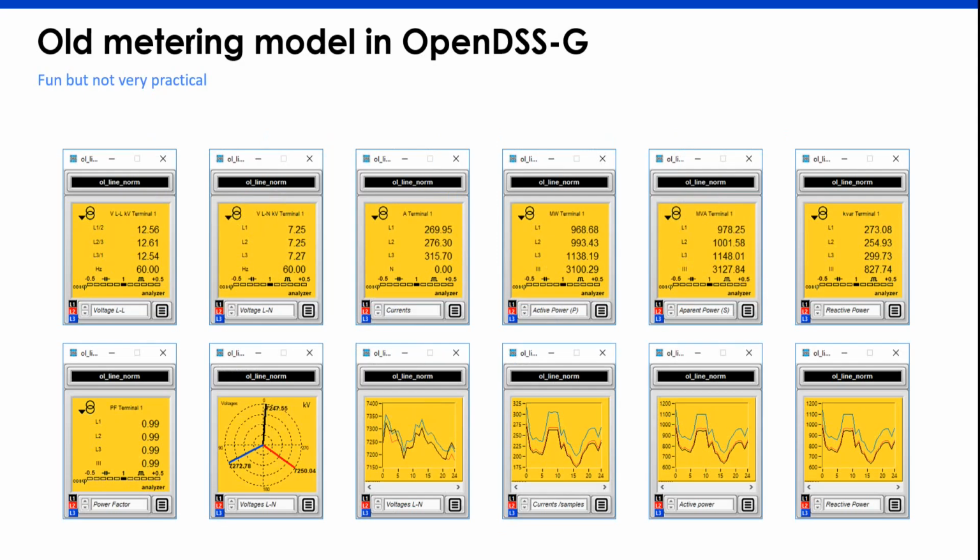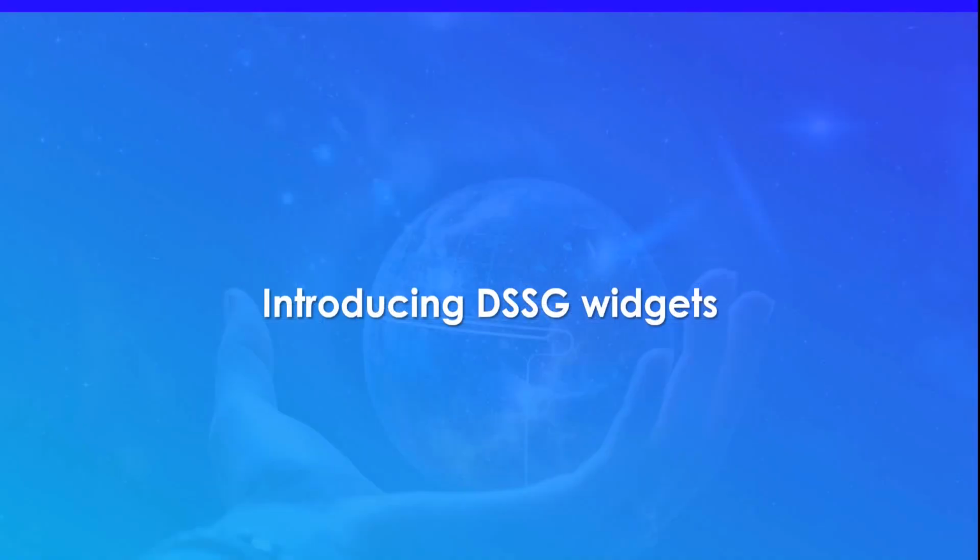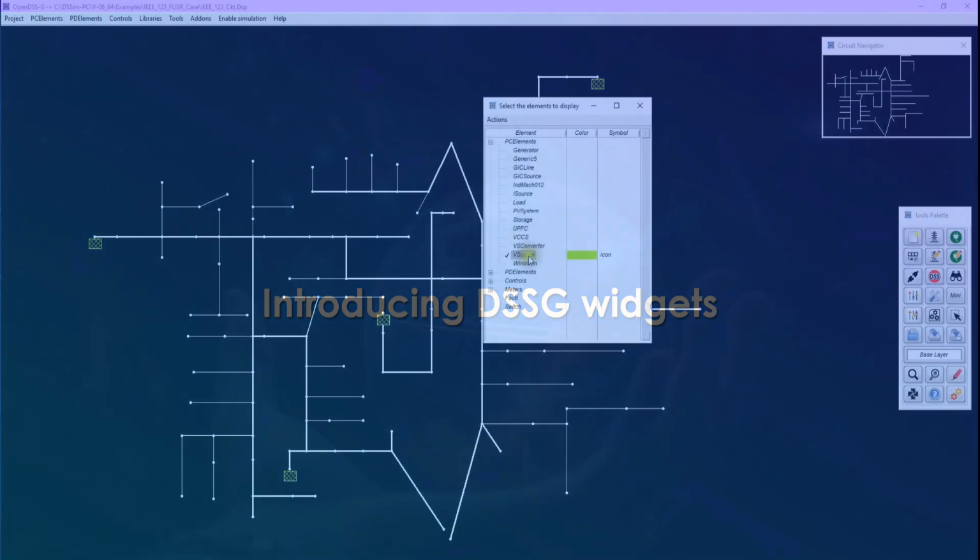We had several representations of monitors and meters in that version, but still it was not enough. So we tried to solve that by bringing something more dynamic, in which we don't tell the user how the data should look, but instead provide the tools for users to create their own instrument panels using graphical forms in OpenDSS-G. For that, we are introducing the DSS Widgets technology into OpenDSS-G version 6, which is what we're going to demonstrate in this video.